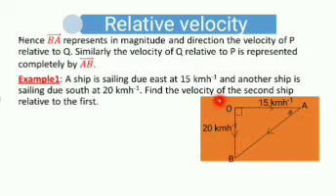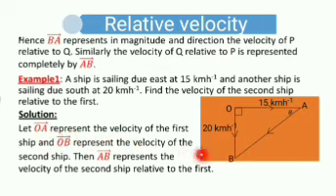So we are asked to find the velocity of the second ship relative to the first. So this is what we are asked to find. Is that correct? Okay. So using Pythagoras theorem, because this is a right angle triangle, let OA represent the velocity of the first ship and OB represent the velocity of the second ship. Then AB represents the velocity of the second relative to the first.